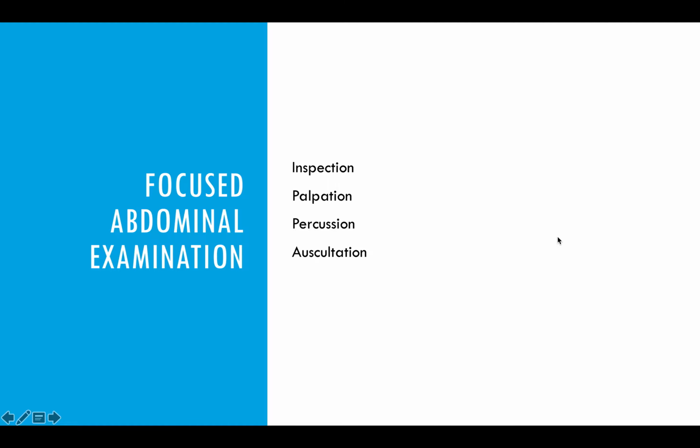Okay, so we've talked through the focused abdominal examination. Like I said, I wasn't able to find a video on a focused abdominal examination. That's really what I wanted to show you. But it's good to know the full-blown abdominal examination as well. These are the main things that you need to think about and look for when you have a patient with abdominal pain.